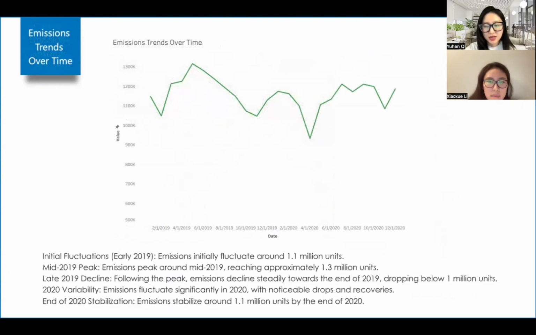Also, this slide shows the trend in the carbon emission over time. Initially, emission fluctuated around 1.1 million units, peaking around mid-2019 at approximately 1.3 million units. Following this peak, emission declined steadily towards the end of 2019, dropping below 1 million units. In 2020, emission experienced significant variability, with noticeable drops and recoveries. It eventually stabilized around 1.1 million units by the end of the year.